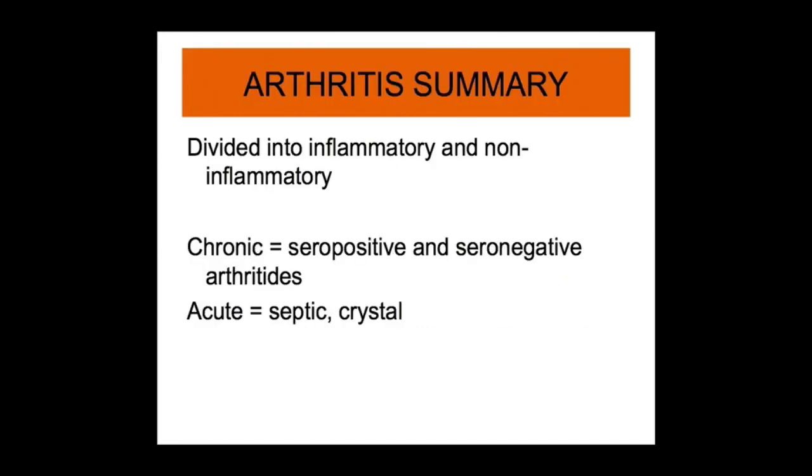This concludes the arthritis Podmedics podcast. And just to summarize, the arthritis can be divided into the inflammatory and the non-inflammatory arthritis. And the inflammatory ones can be further subdivided into the chronic, which are divided into the seropositive and seronegative arthritis, and the acute, which include the septic arthritis and the crystal arthropathies.